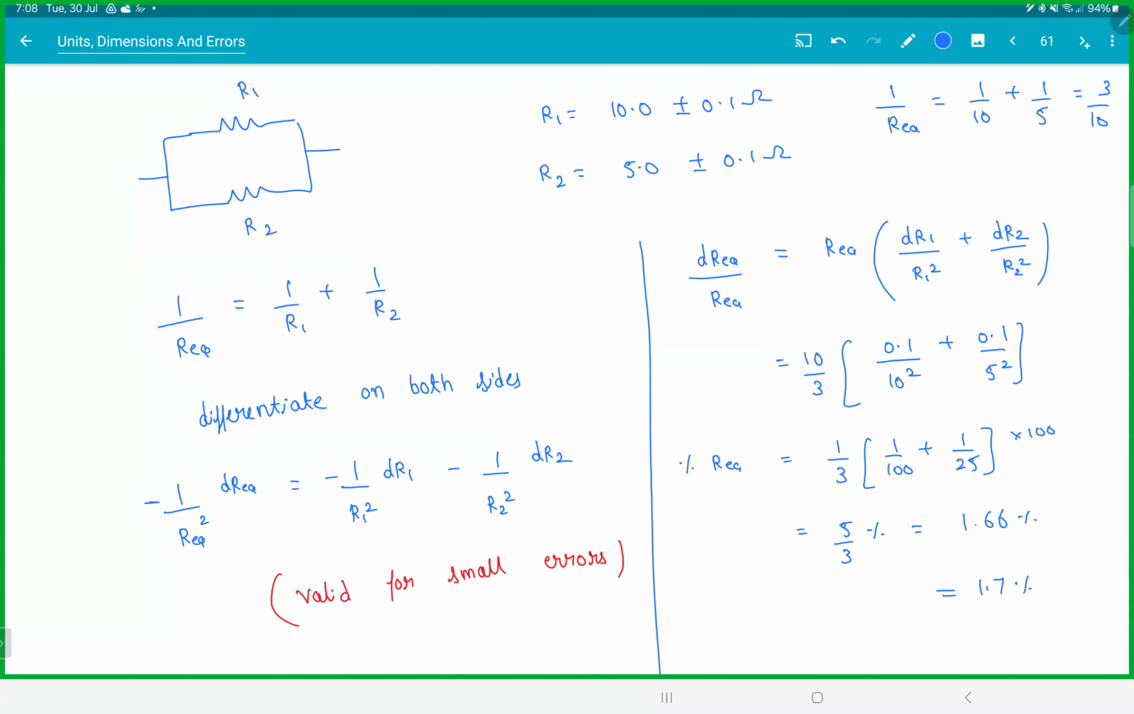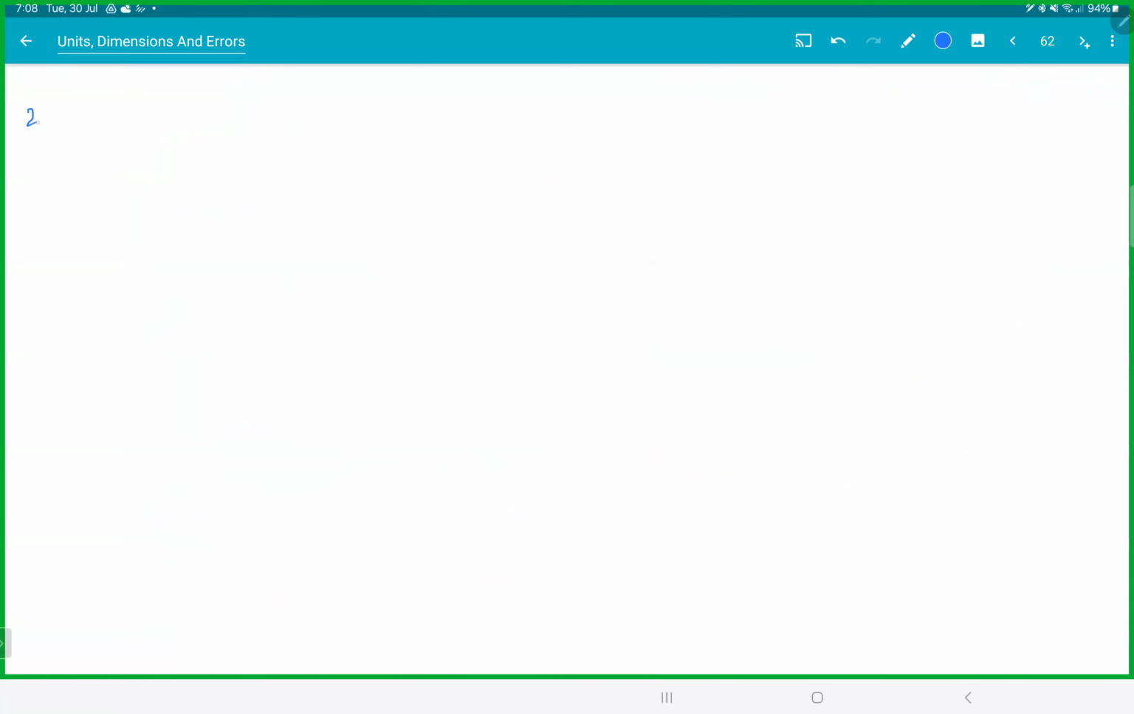Turn the page. 1 by u plus 1 by v is 1 by f. u is the object distance, v is the image distance. This is the mirror formula. I wrote reverse object distance. We will learn this in optics. f is the focal length.